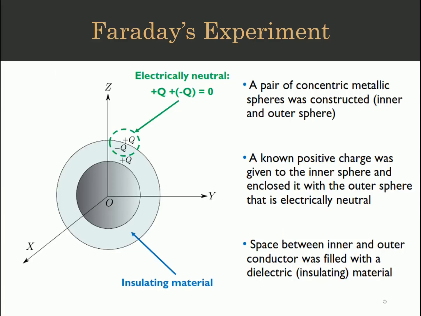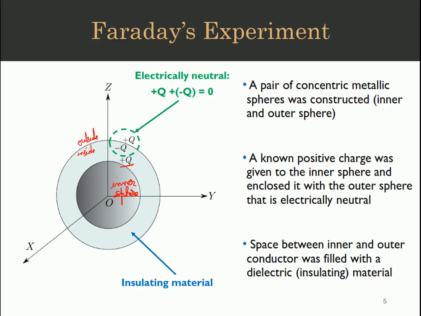To put it in simple words, we can see the cross-sectional view of the inner and outer sphere. This is my inner sphere which he experimented with. It is positively charged with Q charges. Then he placed an outer sphere which was hollow from the inside. So this is, let us say, the inside portion of the outer sphere, and this is the outside portion of the outer sphere.